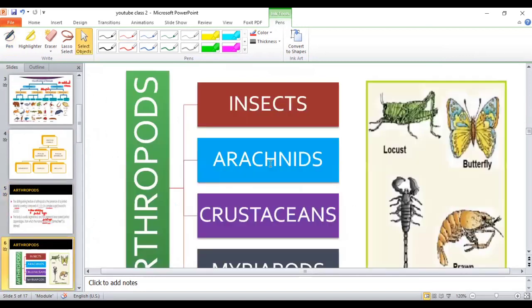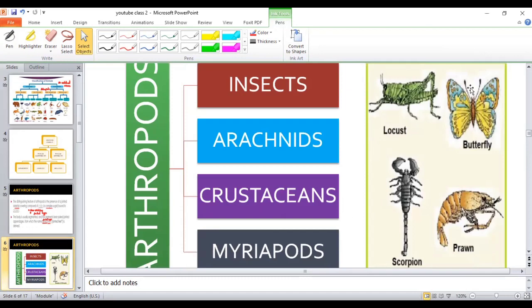Then when we talk about arthropods, arthropods are subdivided into the classes insects, arachnids, crustaceans, and myriapods. This is the picture in which you can observe some of the arthropod members: locust, butterfly, scorpion, prawn. These are all examples of arthropods. Okay, now moving further.